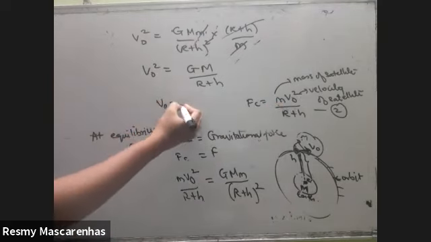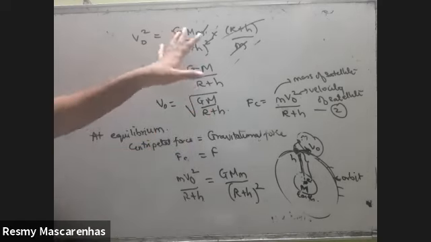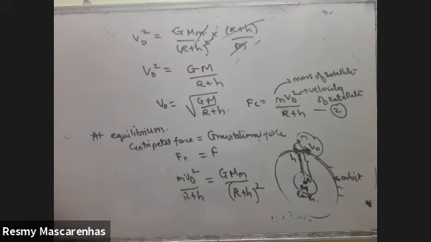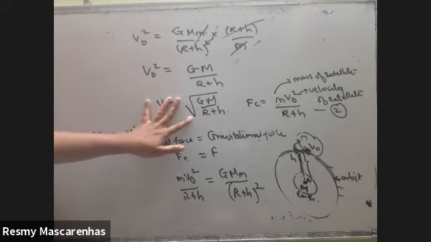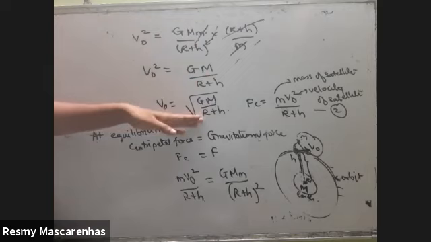So V naught will be nothing but root of Gm upon R plus H. If you know the final formula, know what you need to get. Sometimes any mistake in between, you can always track it. Because you should know what answer you should be getting. So if you have done some mistake somewhere in the middle, you can always find out. You are not getting the correct answer. But if you simply learn by heart and you don't know what you are supposed to get as the final answer, then you will be lost.